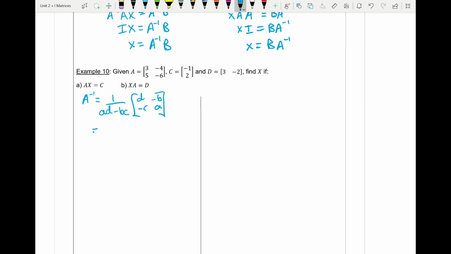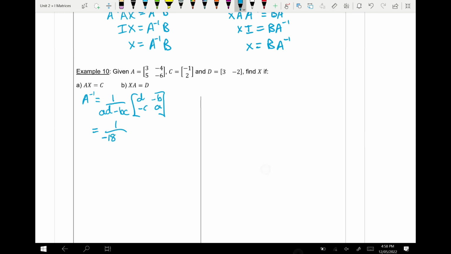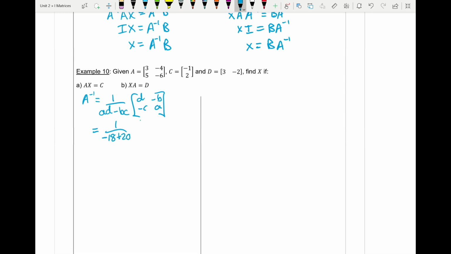And so in this case, that's going to become 1 over 3 times negative 6 is negative 18. 5 times negative 4 is negative 20, but we're subtracting it, so it's plus 20. And then that gives us negative 6, positive 4, negative 5, 3. So that's the inverse of A. We can solve the determinant, which is the denominator of that fraction there, and we get the following. So now that we have the inverse of the matrix A, we want to solve the equation that we've been given.